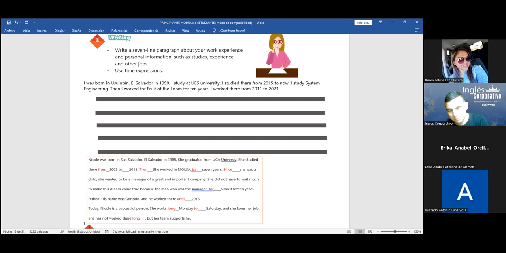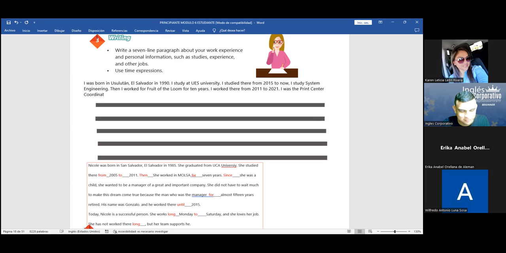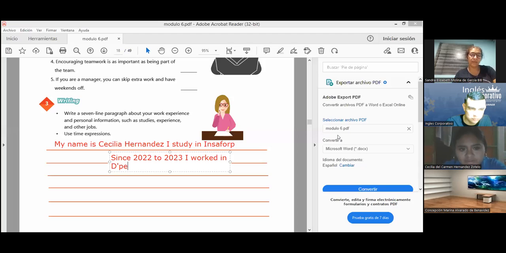What else? Nos faltan cinco. Ah, y ahí puede poner qué hacía. ¿Qué hacía ahí? Print center coordinator. Ah, okay. Vaya, ¿qué hacía? I work in the third life. Okay.